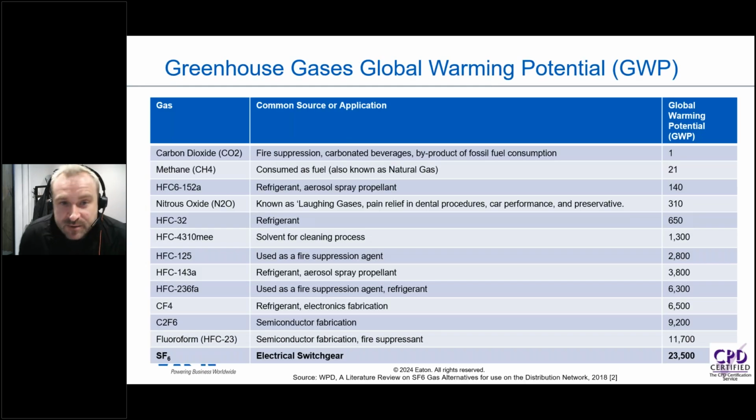This table demonstrates the global warming potential impact of gases. Carbon dioxide is the benchmark, so 1 kilogram of carbon dioxide equates to, surprisingly, 1 kilogram of carbon dioxide. There are a number of harmful gases included in the list, but if you look at SF6 at the bottom of the table, you can see that 1 kilogram of SF6 is the equivalent of 3,500 kilograms of CO2 over a 100-year period. So it significantly impacts when we're talking about global warming.